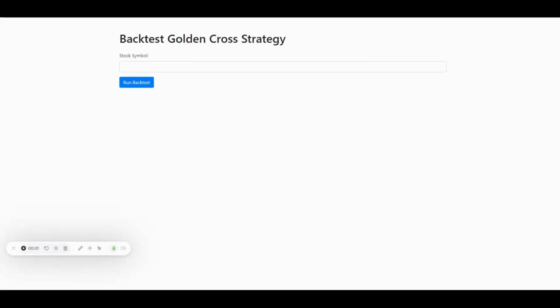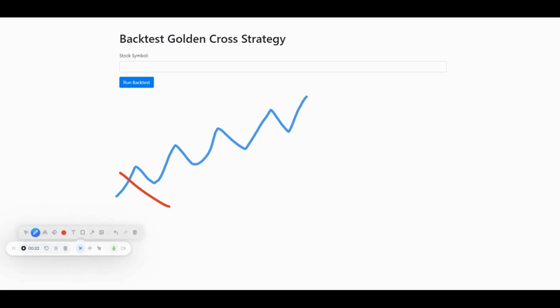I've written a Flask app to backtest the Golden Cross strategy using real data. We're taking a closer look at our Flask app. We'll walk through how the app fetches historical stock data, calculates moving averages, and checks for Golden Cross signals. Plus, we'll show you how it analyzes stock performance and displays the results. Let's dive in. Here's a quick look at our Flask app.